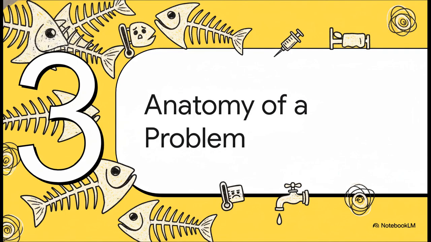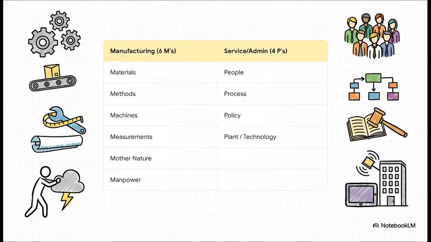Okay, that's the theory, but let's make this real. Let's actually walk through building one for a super common and really serious problem that hospitals face all the time. First things first, we need our main categories, those big ribs. Now, if you were in a factory, you might use something called the 6 M's, but a hospital, that's all about service. So a different set of categories, like the 4 P's, people, process, policy, and plant, which is basically technology and the physical environment. That framework just fits a whole lot better.